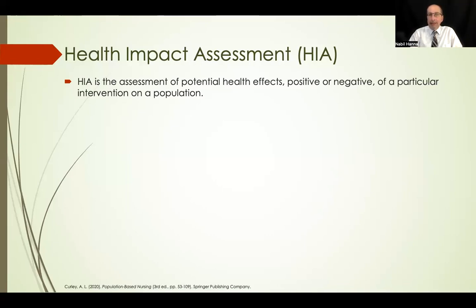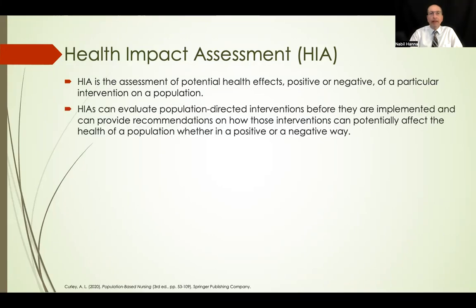So you assess a new drug, and you want to know how much impact it has on the population, or a new intervention policy or something. So it is the assessment of potential health effects, whether these effects are positive or negative, of a particular intervention on a population. And these HIAs can evaluate population-directed interventions before they are implemented, and can provide recommendations on how those interventions can potentially affect the health of a population, whether in a positive or negative way.